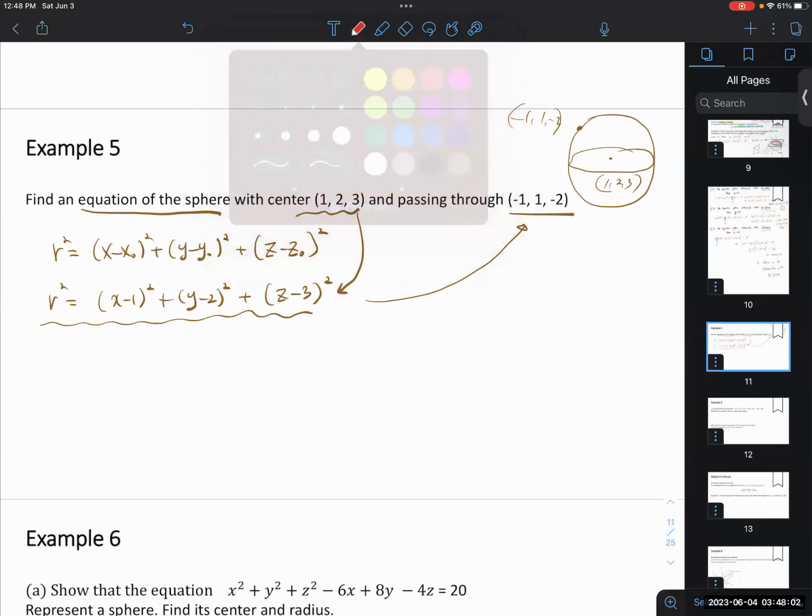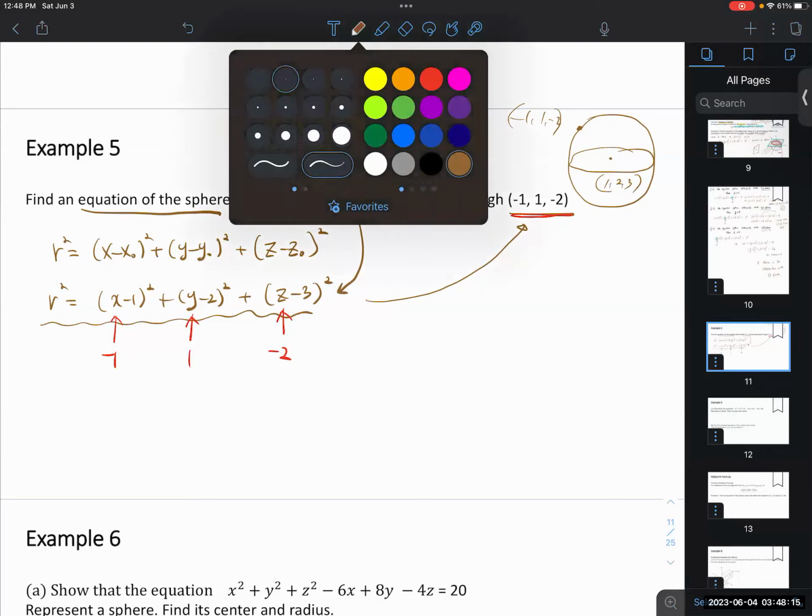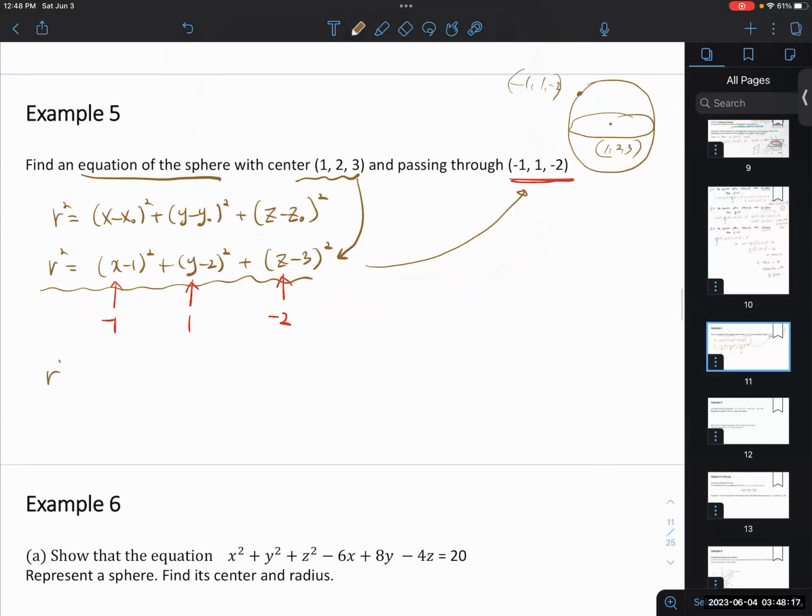So if you remember, to find the linear equation, you plug in this number into x, y, z. I will do the same thing. X is -1 because they're passing through. This is your input. So we're going to plug in. Let's see what you're going to get. So r squared equal to (-1 minus 1) squared, (1 minus 2) squared, (-2 minus 3) squared. So this is a 4, 1, and this is a 25. That is r squared.